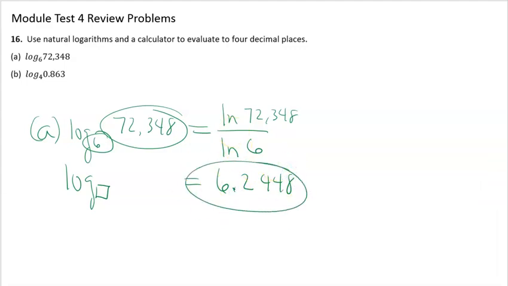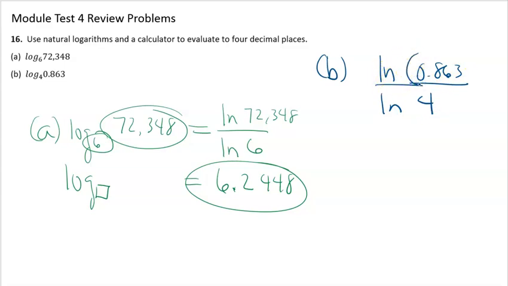Okay, now for the next one, for B, again, I'm going to use my natural log. So it would be the natural log of 0.863 divided by the natural log of base on the bottom, 4. So what's going to happen is I hit the natural log button and parentheses will pop up in my calculator. I need to close that out before I divide by the natural log of 4, and that one will pop up and I close that one out as well.